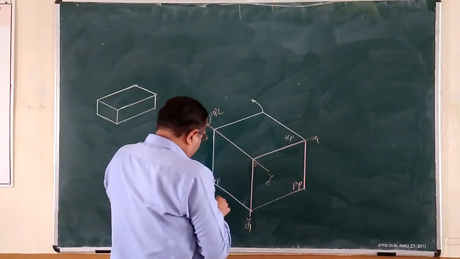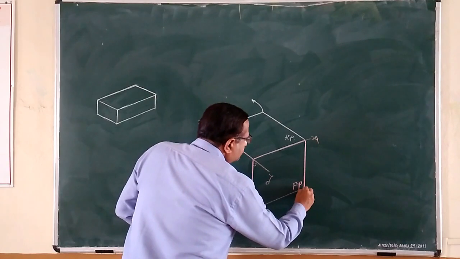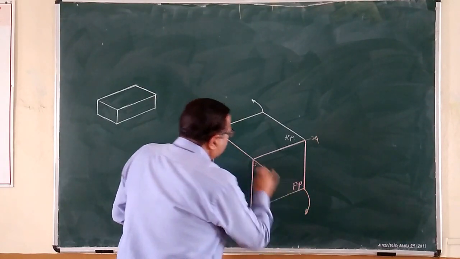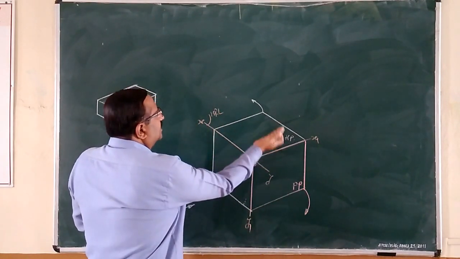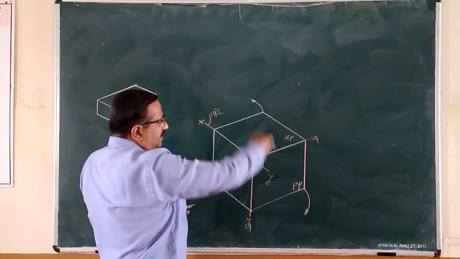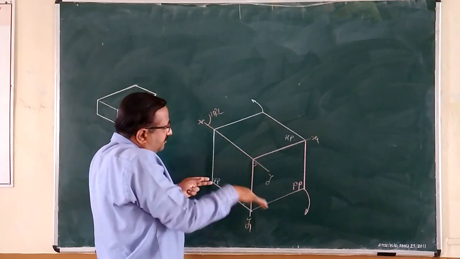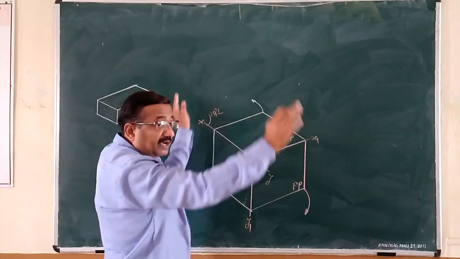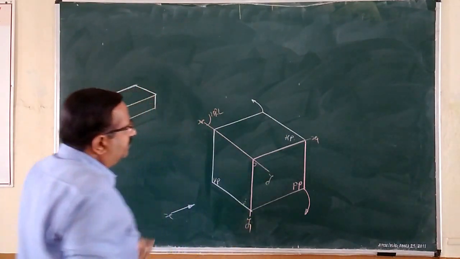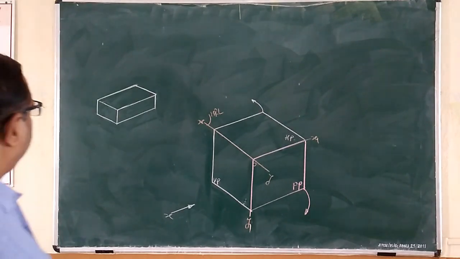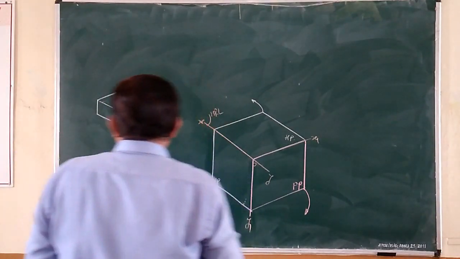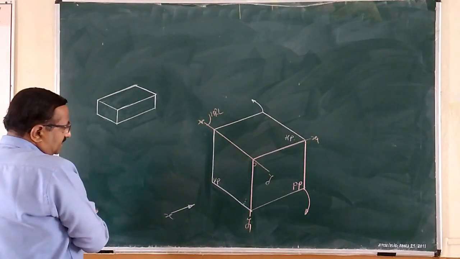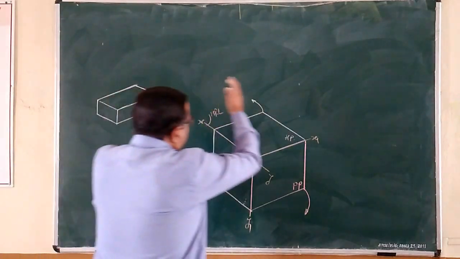Similarly, the profile plane also we are going to tilt in this way through 90 degrees. So this HP will come in line with the vertical plane. Similarly, the profile plane, on the right hand of this vertical plane, will come over here. All three planes will be in a single blackboard plane while solving the problem. That we will see.